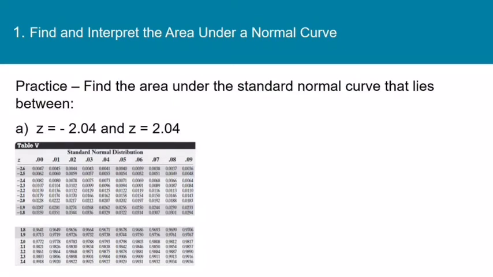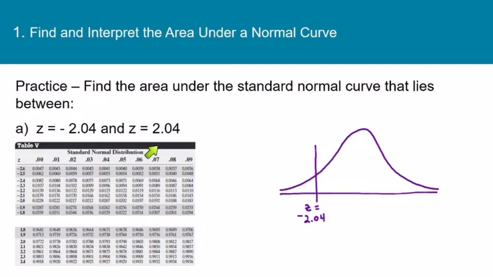And now we're going to find the area between two z-scores. And again, as I've said several times, we always want to start with a sketch. So I will sketch my standard normal curve, and then I'll draw a line for negative 2.04 and a line for positive 2.04, and we want to find the area between them. So that's what I've shaded here.